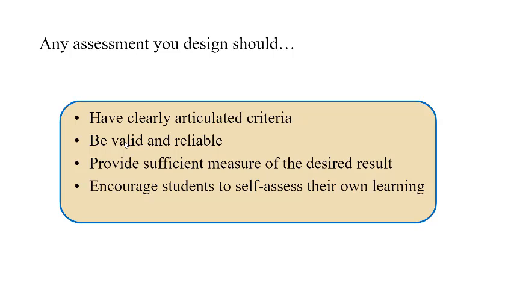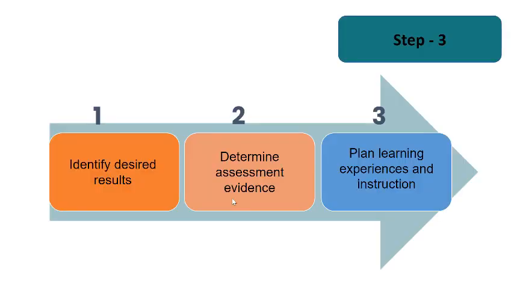So when you write the description of your criteria, it should align to the skills and knowledge they have studied in the course, and also provide a sufficient measure of the desired result. It should be focused on the main goal of the assignment, and it also encourages your students to self-assess their own learning by understanding the criteria of the rubric.